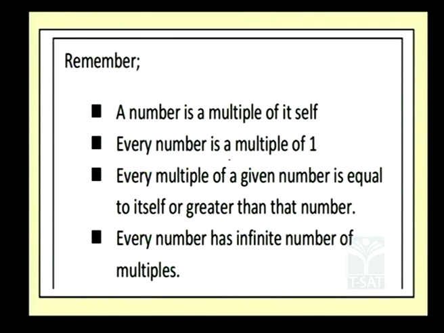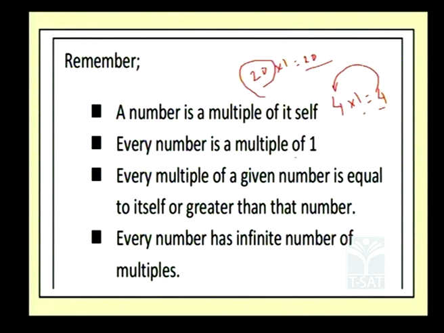Remember some important concepts here. You observe on the screen, a number is a multiple of itself. Yes, isn't it? See, 4 into 1 equals 4. So, when 4 is multiplied by 1, the product is 4. So, this 4 is a multiple of this 4. Like that, 20 into 1 gives 20. So, this 20 is a multiple of this 20. So, a number is a multiple of itself, and every number is a multiple of 1, isn't it? So, 1 into 4 is 4, 1 into 20 is 20.